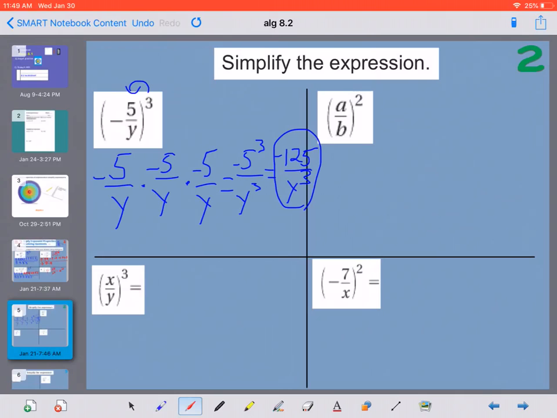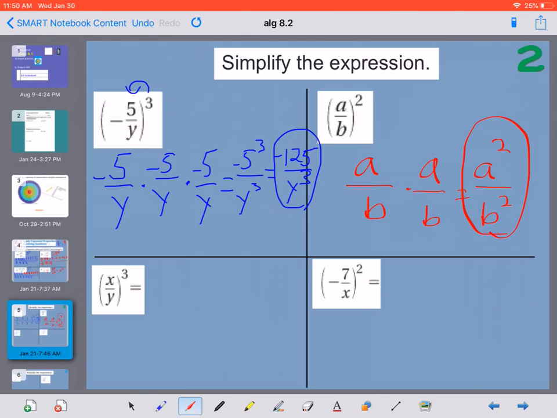Here we're saying we have two groups of a over b. So a over b times a over b. So we have two a's, a squared over b squared. And that's our answer.